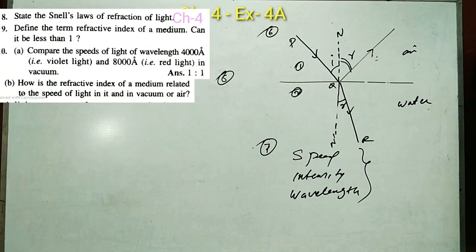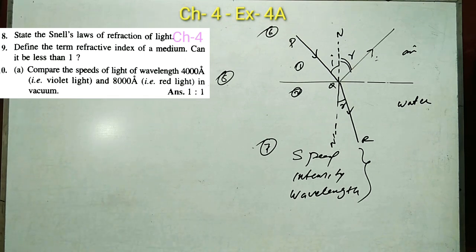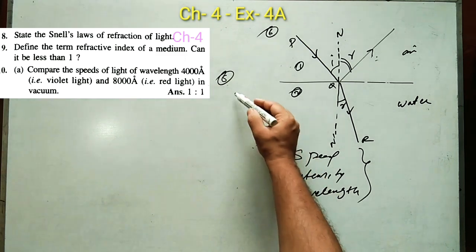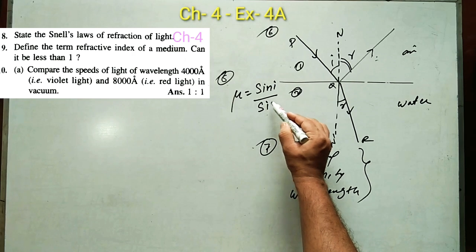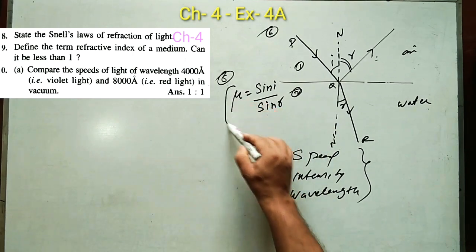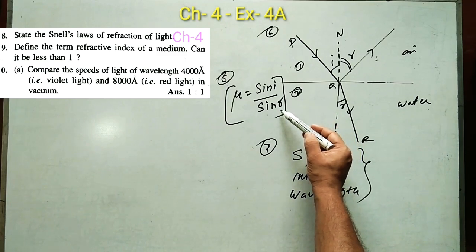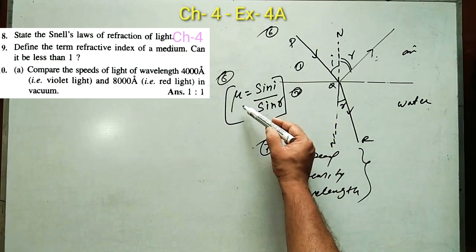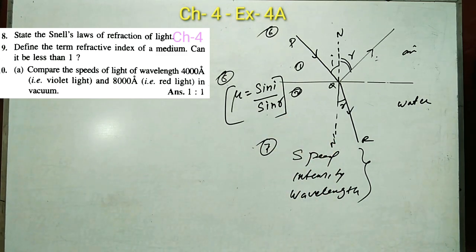Now question number 8. What is question number 8? State Snell's law of refraction of light. According to Snell's law, the refractive index of a medium is the ratio of the sine of the angle of incidence to the sine of the angle of refraction, sine i upon sine r. So that is the refractive index. The ratio of the sine of the angle of incidence to the sine of the angle of refraction is a constant quantity for that pair of media. That constant quantity is known as refractive index. You have to write mu as refractive index.